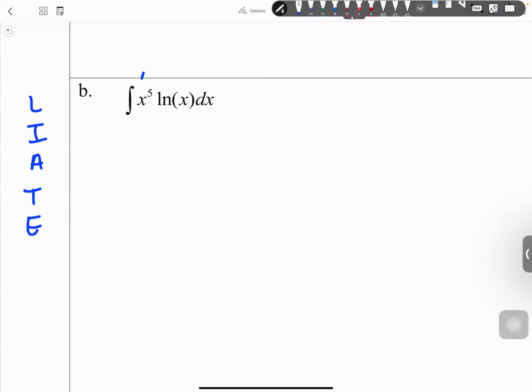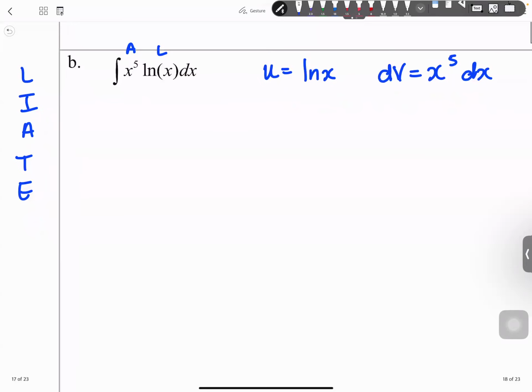L-I-A-T-E. We have an algebraic expression and we have a logarithmic expression. Whichever one is higher up on the list is more likely to be u. So for u, I'm going to choose natural log of x. Oops, not dx. The dx goes with the dv. dv in my problem is x to the power 5 dx. So there's my u and my dv, right? So I chose. All right, so what is du?